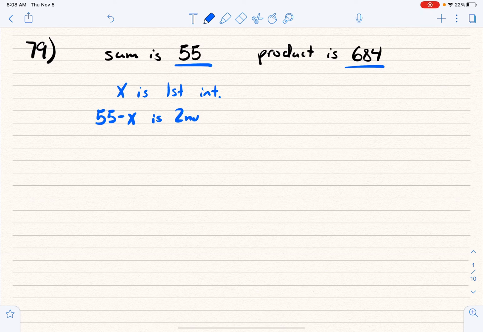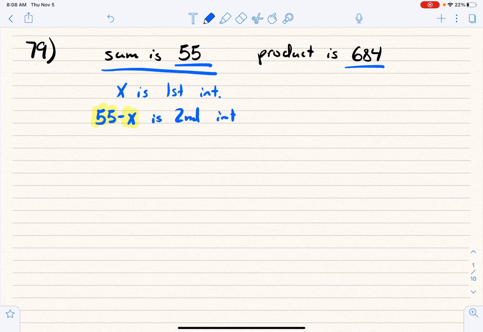If you're wondering where we got that, it's all about the fact that 55 is the sum or the total. So it goes back to that idea of having $10 sitting on a desk. If I say one of it is mine, then 9 belongs to someone else. And we get that by taking the total and subtracting the first value. Okay? And so we've got these two: x is the first integer, 55 minus x is the second.